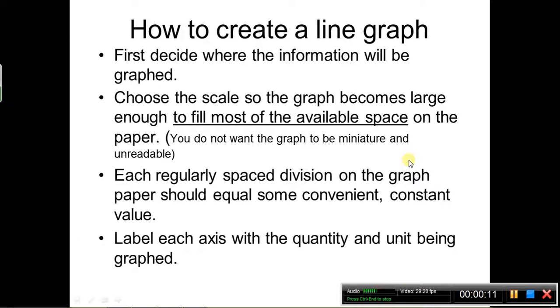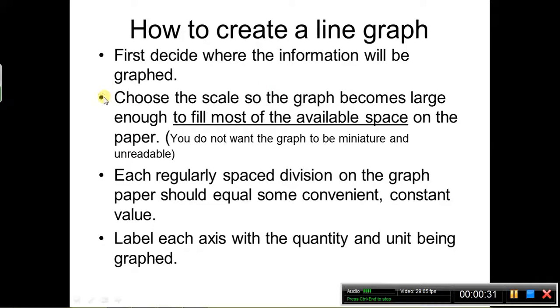Obviously, the first thing to do when you're creating a line graph is to decide where the information will be graphed. So what type of grid paper are you going to use? Are you going to use Microsoft Excel? Are you going to do it in Paint? Are you going to do it in Microsoft Word? So you're deciding where you're going to display this information.